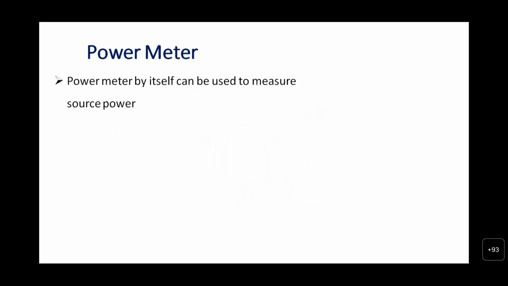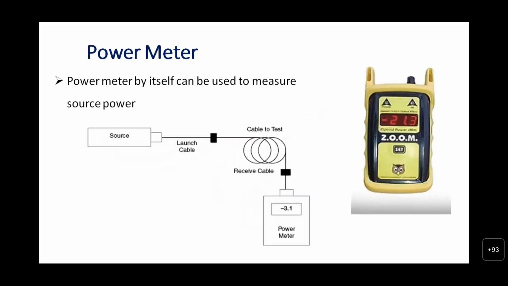test measurements. In test measurement, power meter is very commonly used for testing any cable. Power meter by itself can be used for measuring the source power. Here, a source will be connected to the cable to be tested, and the power meter will be connected on the other end to check the value of the power.